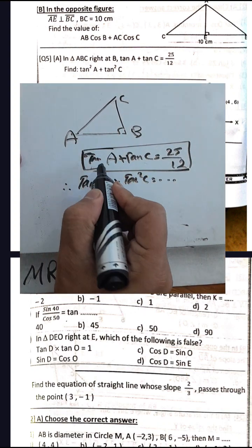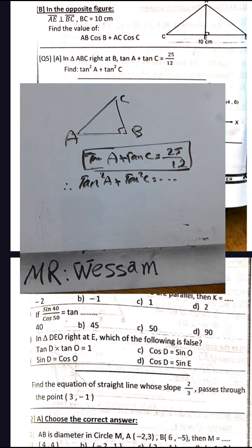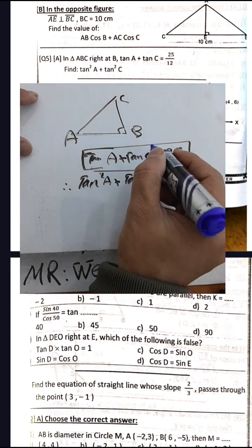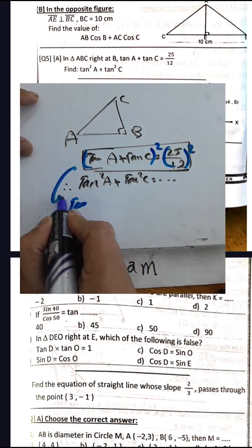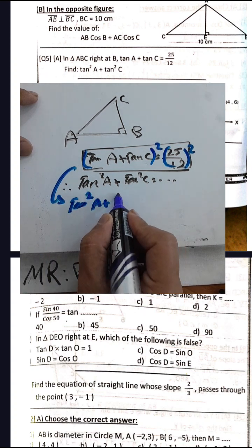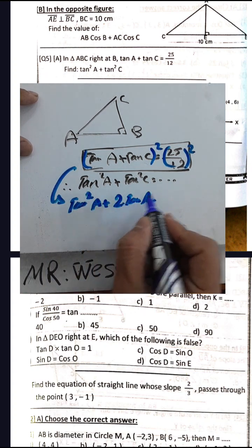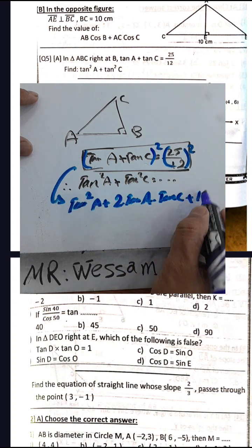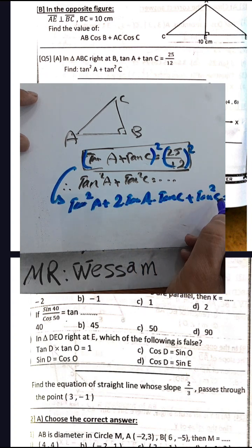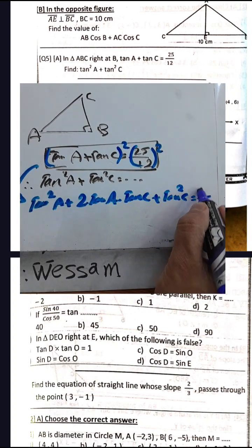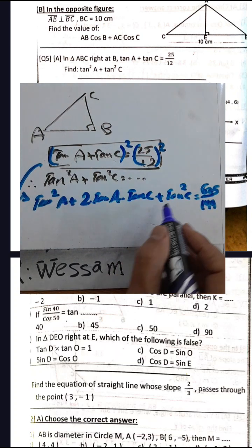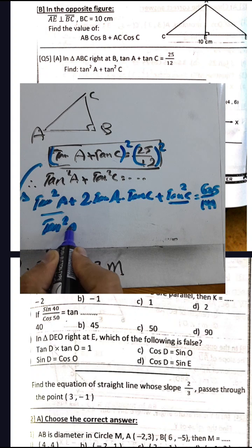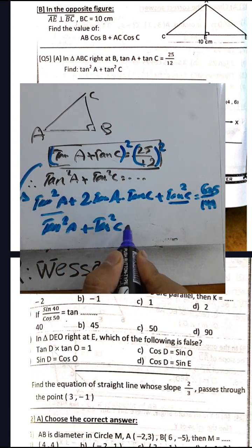We can use this equation to solve it. Square the left hand side and the right hand side. The result will be tan squared A plus 2 tan A tan C plus tan squared C equal, squared here, 625 over 144, and we want to find tan squared A plus tan squared C equal what?